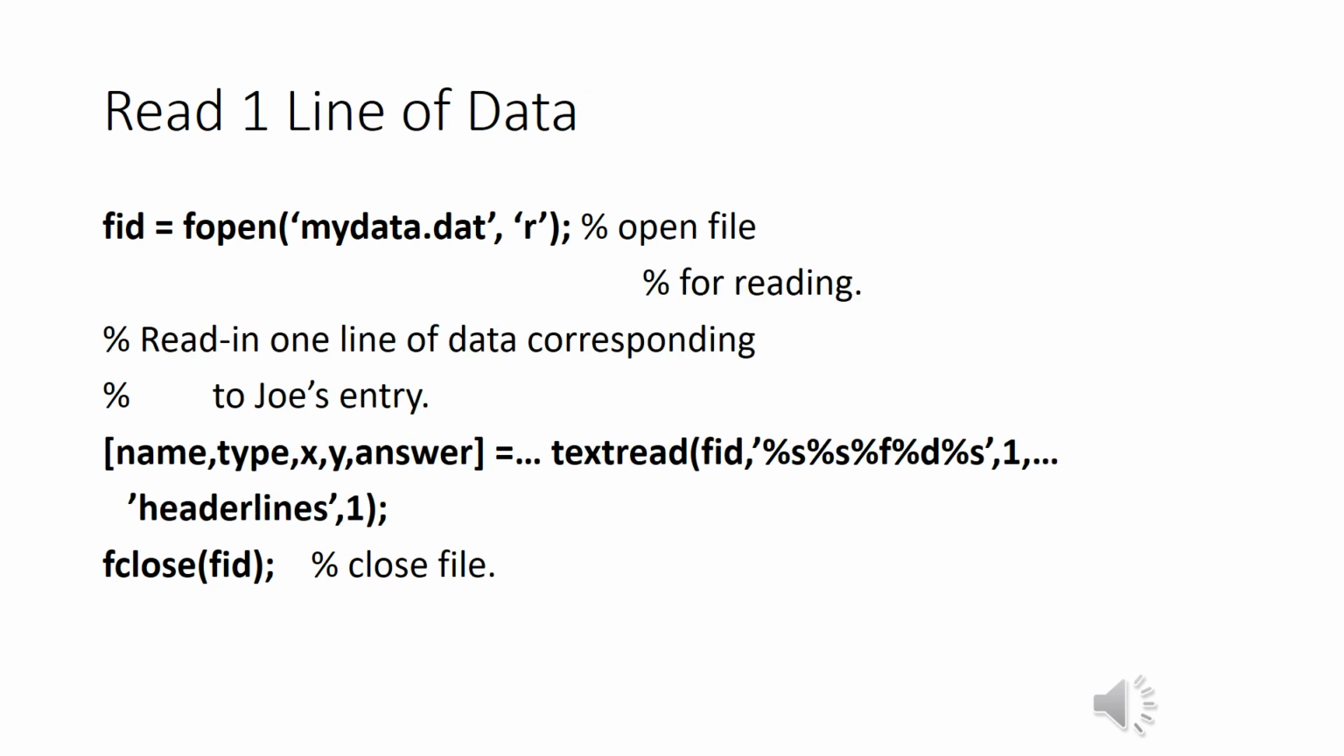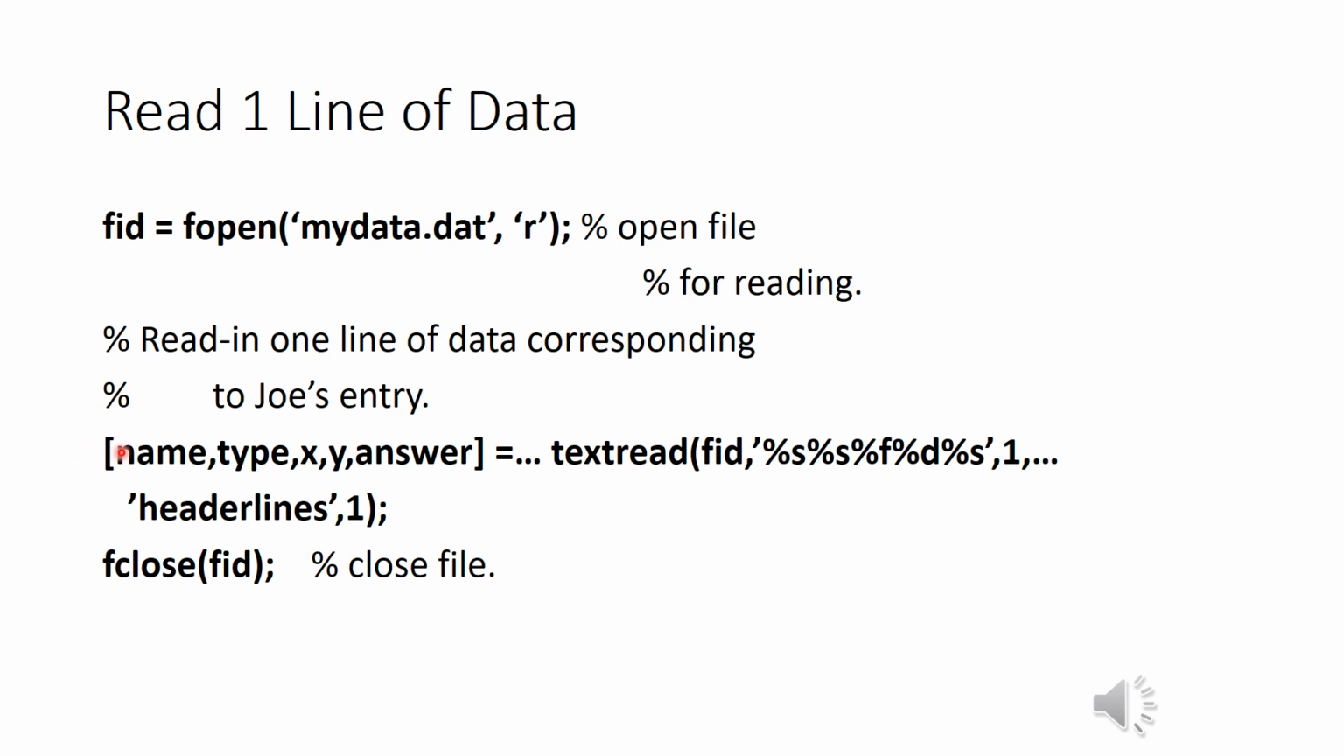Okay, if you want to read line number 1 of the data, then first you have to open that file, and for opening that file you use the fopen function, then the name of that file, then you open it for reading. Okay, and you want to read the first line of the data corresponding to Joe's entry, that the first line was actually the entry for Joe.